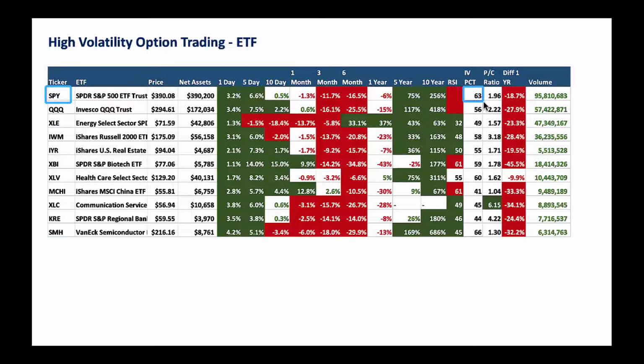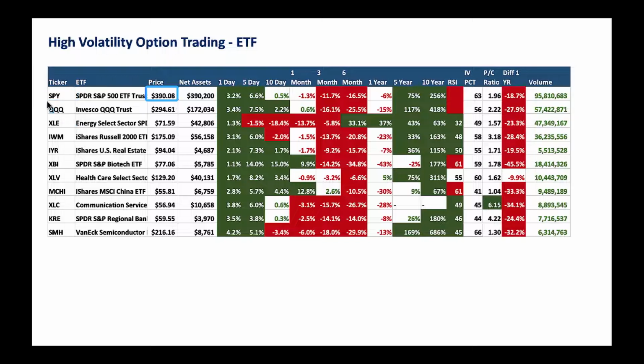Volatility is high. So what you could do is go way below the current ETF price here, way below 390, and sell some put options. If your account is smaller, you could sell some put spreads and make some money that way.